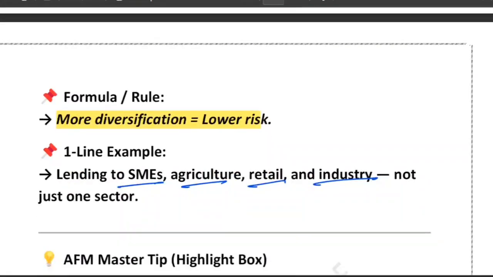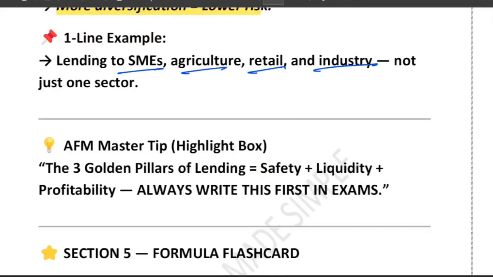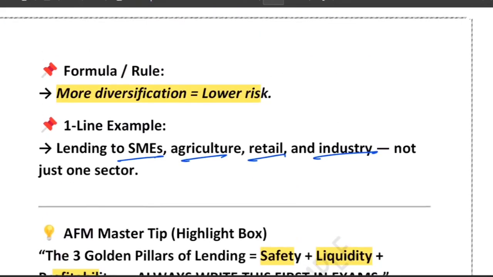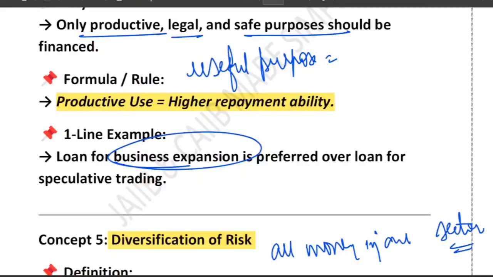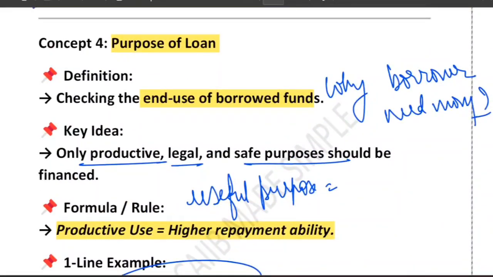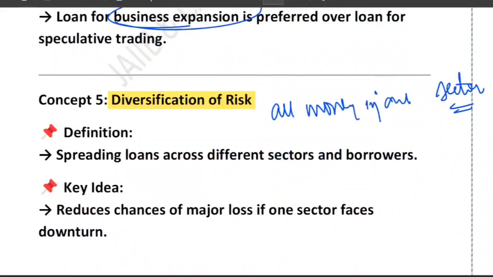So remember, the three golden pillars of lending are safety, liquidity, profitability. This is a very important point. This is called Student Life Plan, easy to remember, SLP. Safety, liquidity, and profitability. These are the three basic points. Obviously, purpose is also important, that is, why the borrower needs money. And the last is diversification of the risk.